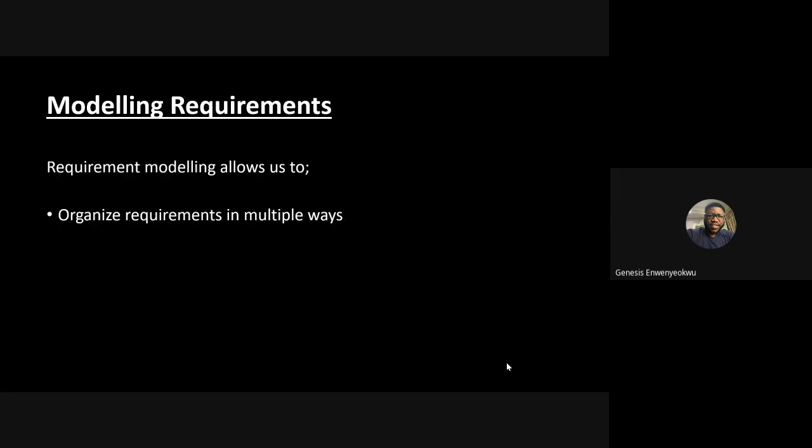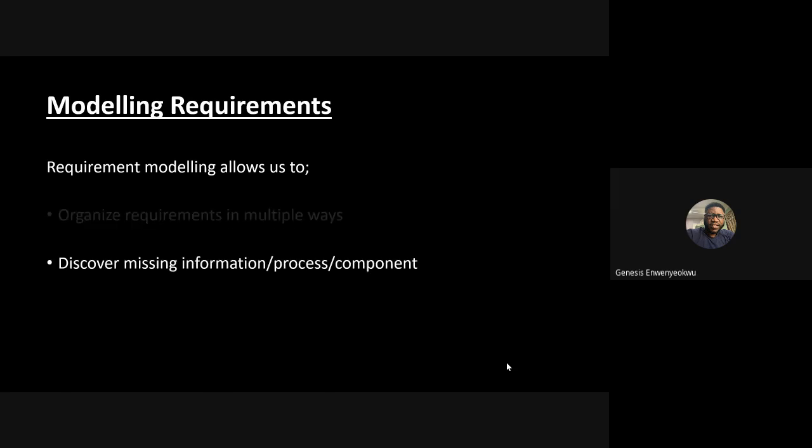Modeling requirements allows us to organize our requirements in multiple ways. It allows us to discover missing information. It allows us to discover missing processes and missing components. Sometimes you might feel that you've just written a user story and acceptance criteria, and you've basically covered every scenario or aspect of that user story in your acceptance criteria.